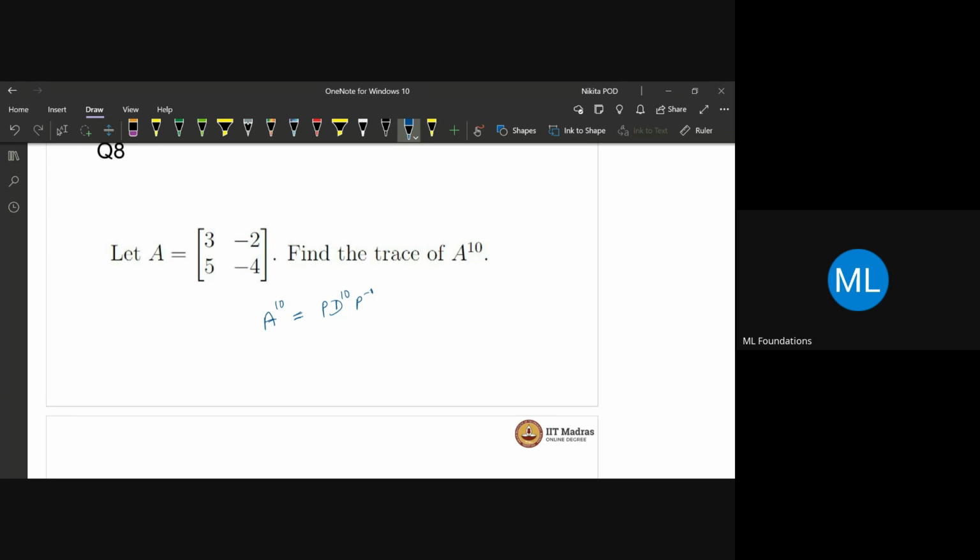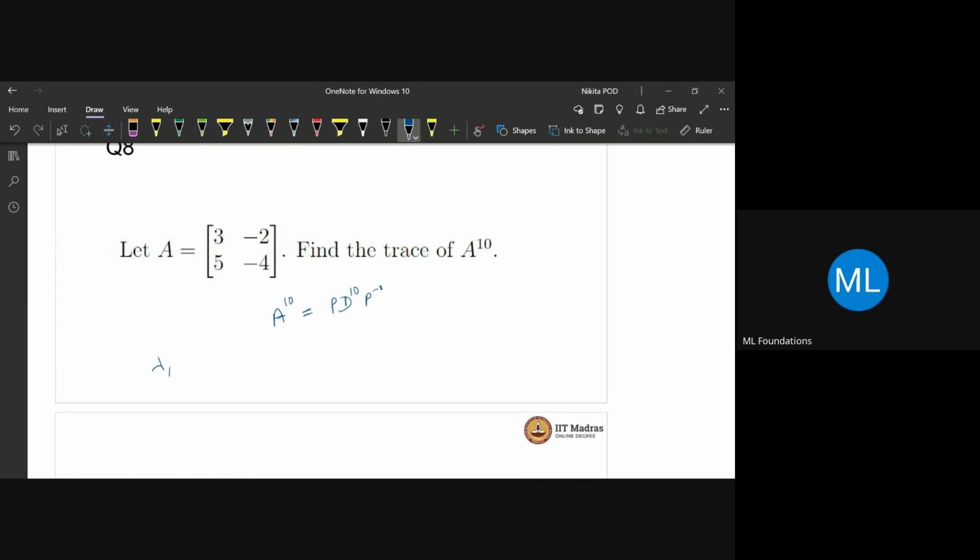What are the eigenvalues that you get? 1 and -2. Okay. Did you also find the eigenvectors? You don't have to find eigenvectors. Oh, sorry. We don't have to find eigenvectors here, right? Yeah. Why is that? Because they are similar matrices, so the trace will be the same. So we can just raise the values, 1 raised to 10 and -2 raised to 10.